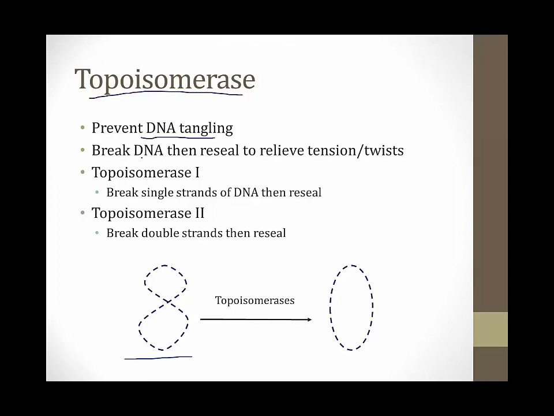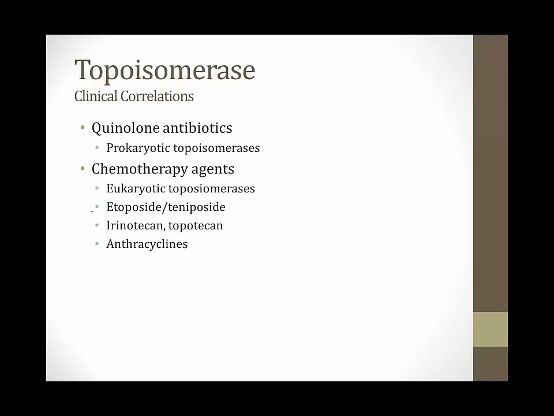The way they do this is by breaking the DNA and then resealing it to relieve the tensions and twists. Topoisomerase I is an enzyme that can break single strands of DNA and then reseal, and topoisomerase II is an enzyme that can break double strands and then reseal. And there are a number of clinical correlations with the topoisomerase enzymes. The quinolone class of antibiotics inhibits prokaryotic topoisomerase enzymes.